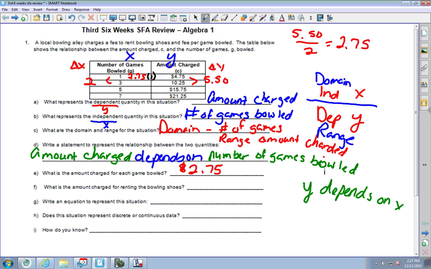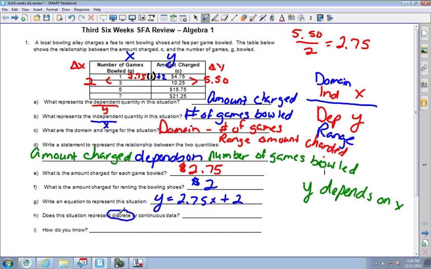To rent the shoes, if you take 275 times 1 game, you get 275. What do you have to do to that to get to 475? You have to add 2. That is your constant. That is how much it's going to cost to rent the shoes. So to write my equation, I'm going to have y equals 275x plus 2.